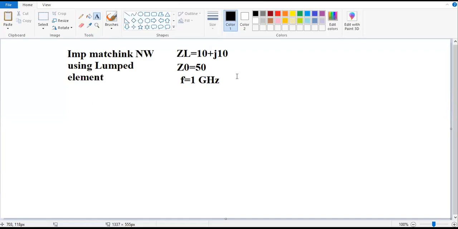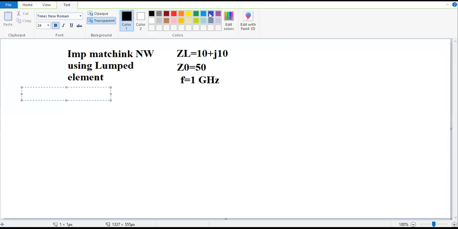So what you have to do, the procedure is normal. We have to normalize ZL. So we will go for the solution. In the solution we will go for the ZL normalized. So how much will ZL normalized be? We are dividing 10 by 50, and again j10 by 50. So it will be 0.2 plus j0.2. Am I right? So this is your ZL.